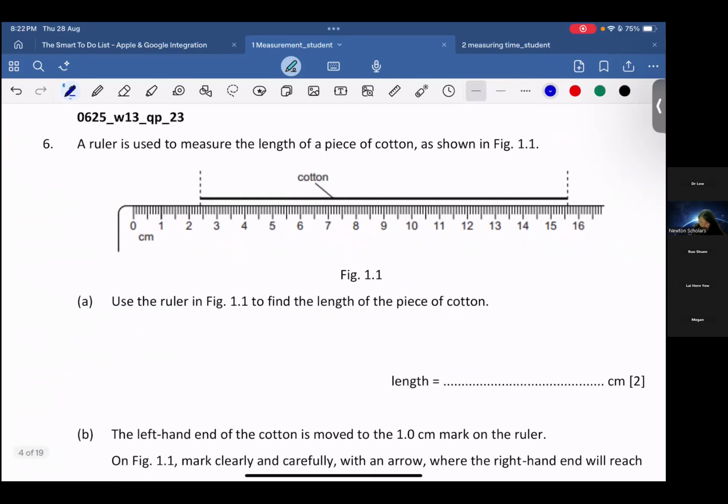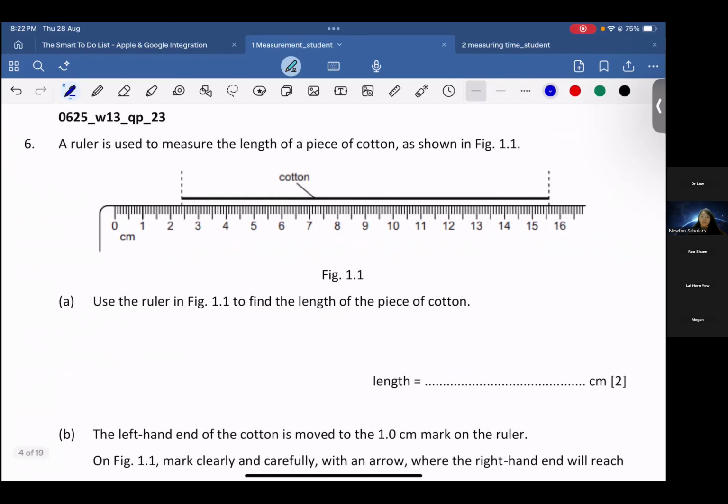Use the ruler in figure 1.1. Find the length of the piece of cotton. Type your answer in the chat box.